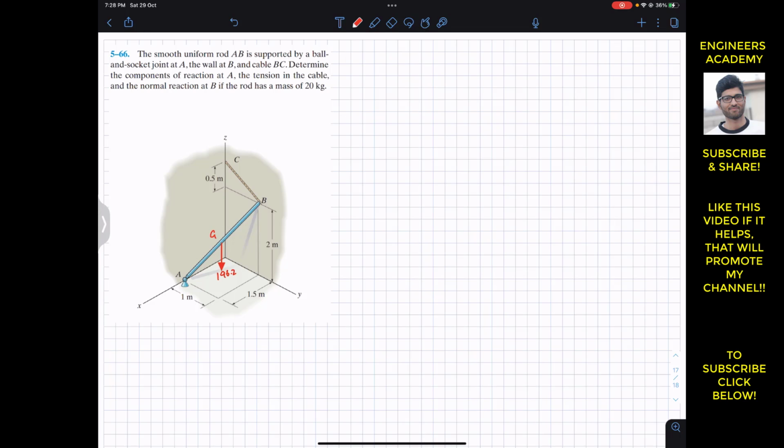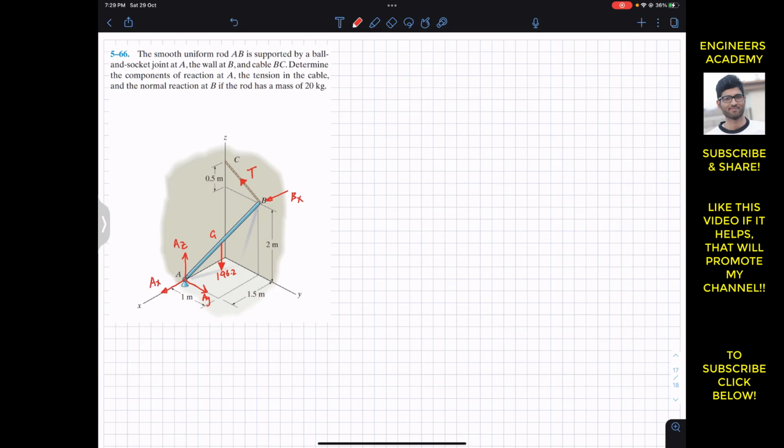Now at A, since we have the ball and socket joint, we will have three support reactions: AX, AY, and AZ. Similarly, at B, the wall is going to apply the normal force in the positive x direction, let's say that is Bx. And the rope is applying the tension from B to C. Let's say that tension magnitude is T.